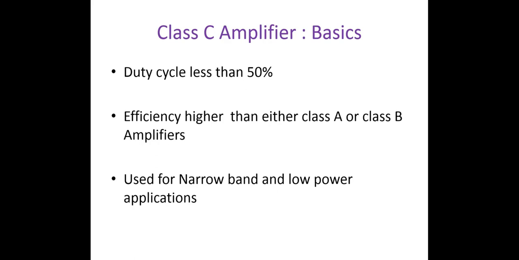Which means that the amplifier operates only when the input signal is close to its peak value, thus minimizing the DC component of the voltage and current at the output.